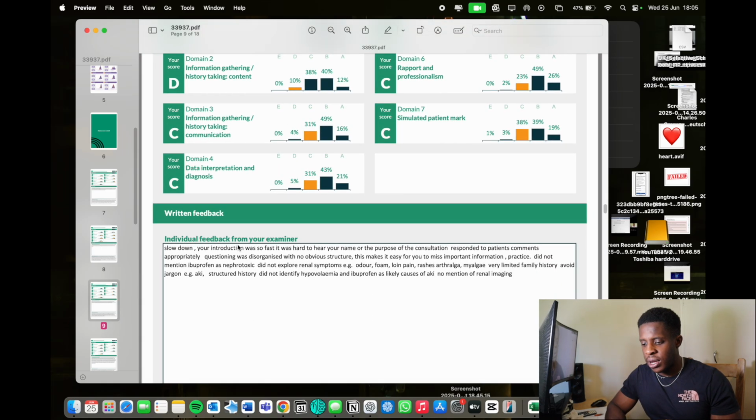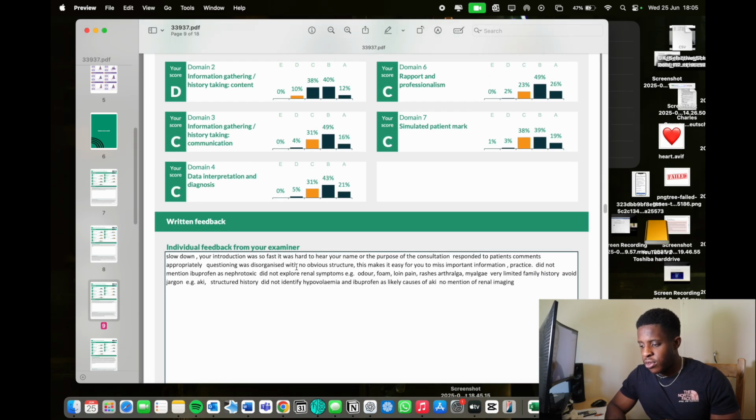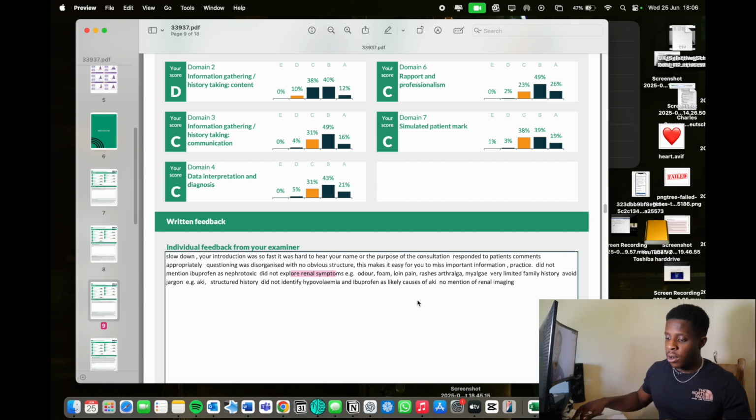The feedback was: slow down, your intro was so fast it was hard to hear your name or the purpose of the consultation. I responded to patients' comments appropriately. Questioning was disorganized with no obvious structure. This makes it easier for you to miss important information. Did not mention ibuprofen as nephrotoxic. Did not explore renal symptoms, or myalgia, such as odor form, loin pain, rashes, arthralgia, myalgia.